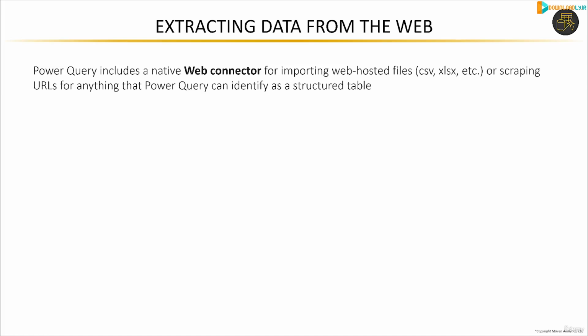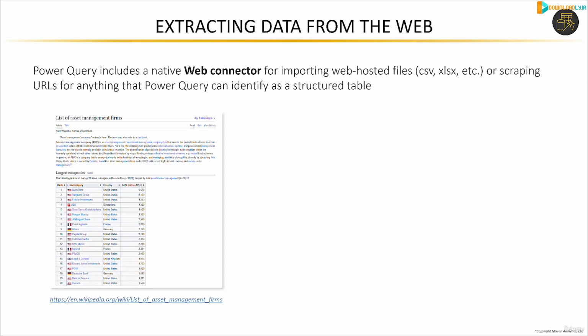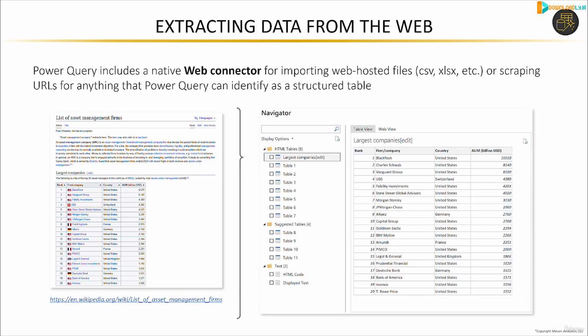All right, I've got another quick demo for you. And this time we're going to be using the web connector to scrape data from a Wikipedia page and then import it into Power Query as a table. Now, the really cool thing about this web connector is that it allows you to connect to web-hosted files, or will scan a web page, identify any structured tables, and then provide a list of the tables found and show you a preview before loading it into the query editor. Now, it's super simple to use and really powerful.